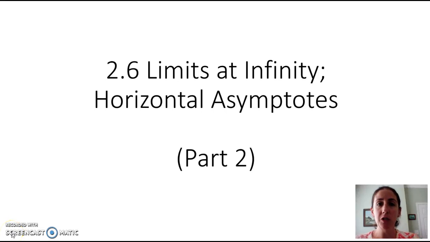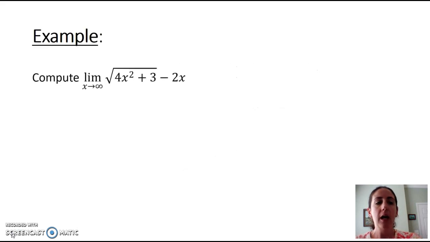Welcome back to part 2 of limits at infinity and horizontal asymptotes. So we'll pick up with an example. Let's compute the limit as x approaches infinity of the square root of 4x squared plus 3 minus 2x.